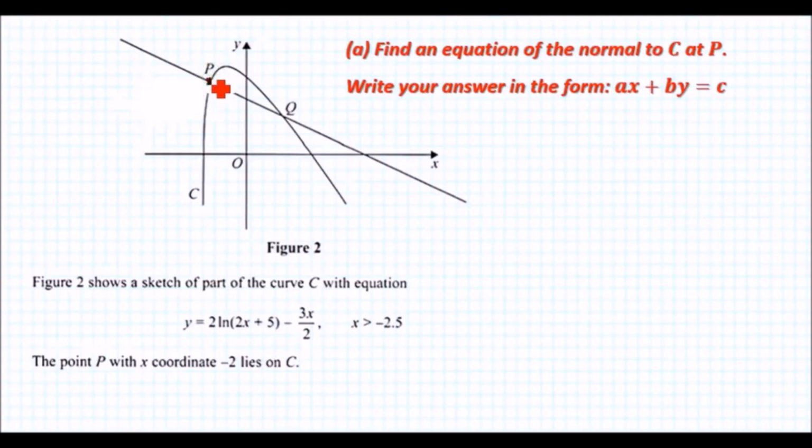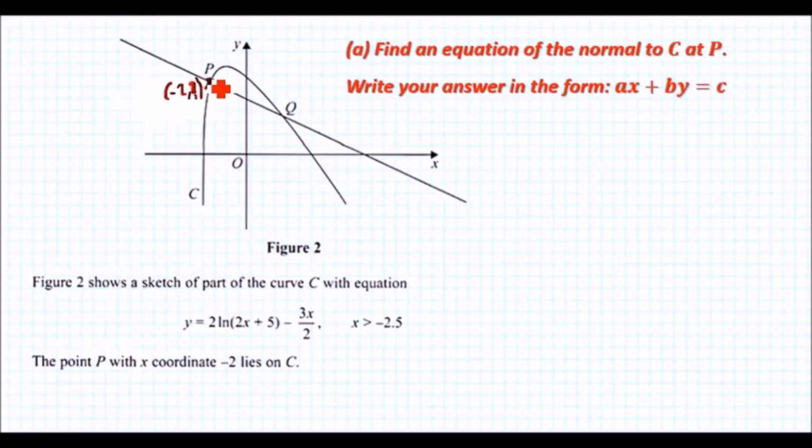Okay, so we know this one has an x coordinate of -2. Let's just say -2, question mark. Okay, and that's literally what we're given. And we need to find an equation of the normal to C at point P. So the normal of the curve at point P, where we know x is -2.